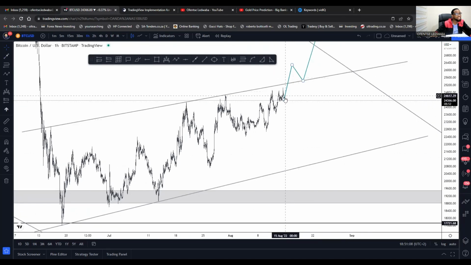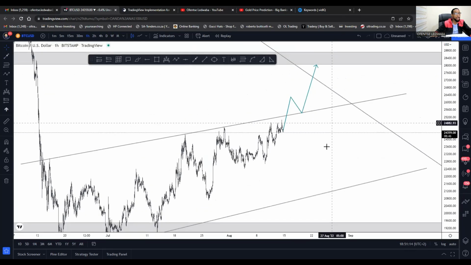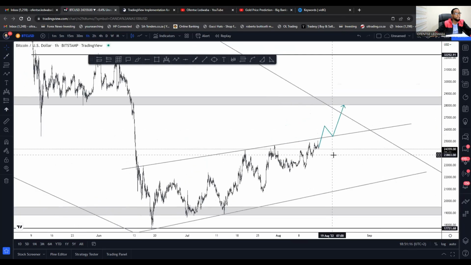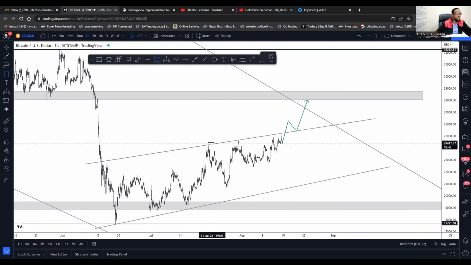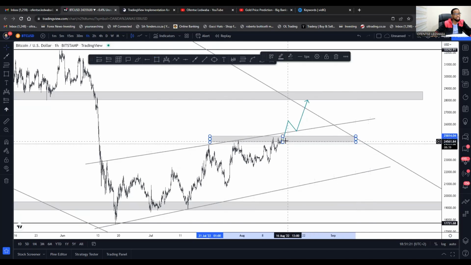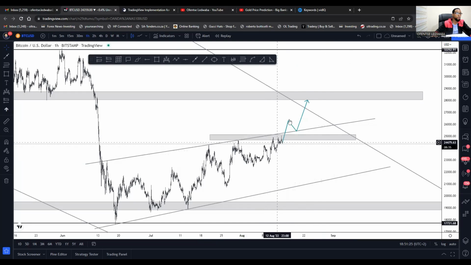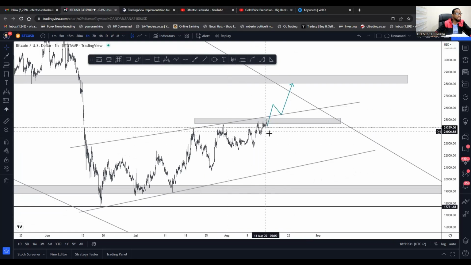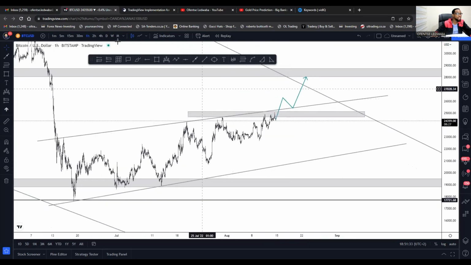Okay, so once it breaks here, we're gonna wait for a retest. Then we're gonna buy Bitcoin. So I'll use this sensitive area. Once we break impulsively, we break strongly, then we're gonna wait to buy. But currently we are looking at selling Bitcoin because I have this.